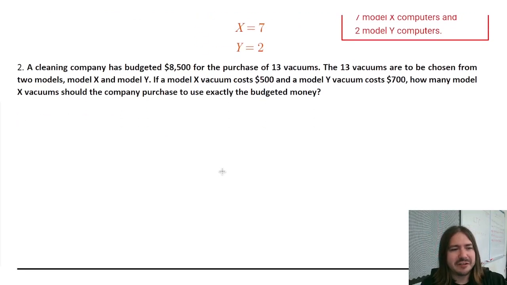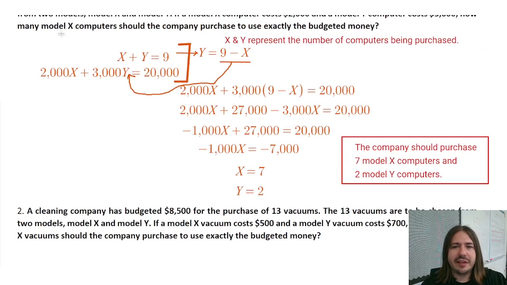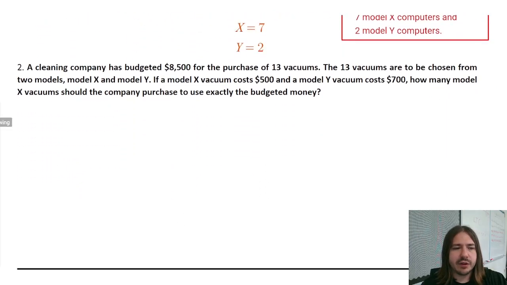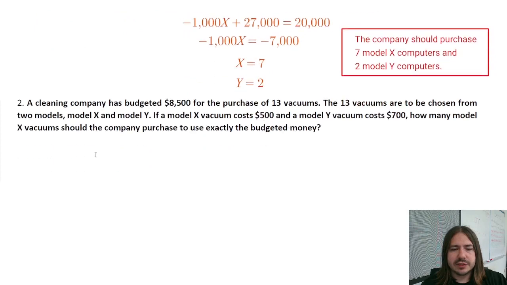Number 2, a cleaning company has budgeted $8,500 for the purchase of 13 vacuums. 13 vacuums are to be chosen from 2 models. Okay, so this is basically the same problem here. It should be the exact same setup here, except all the numbers are switched around. But basically, we're going to set up again a system of equations and solve it just like this.